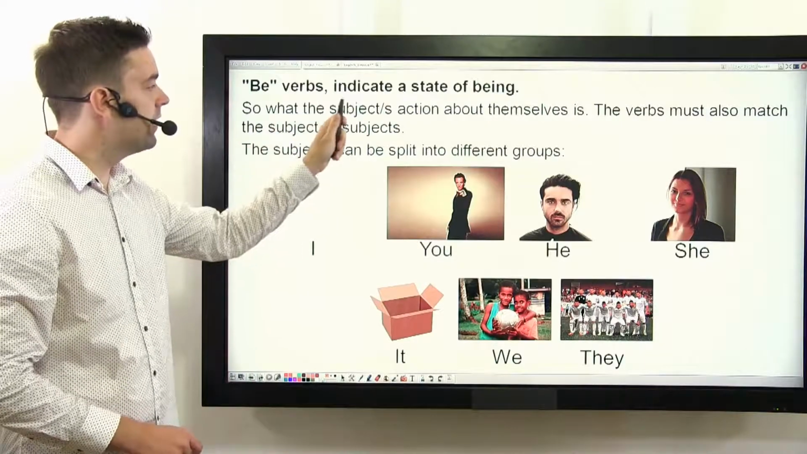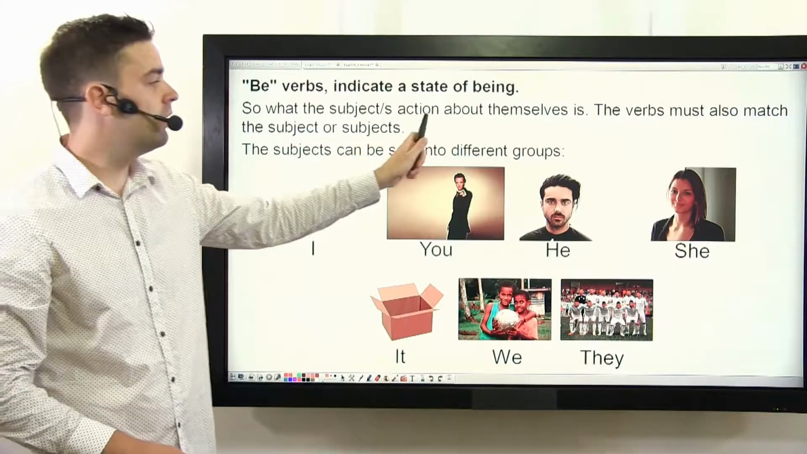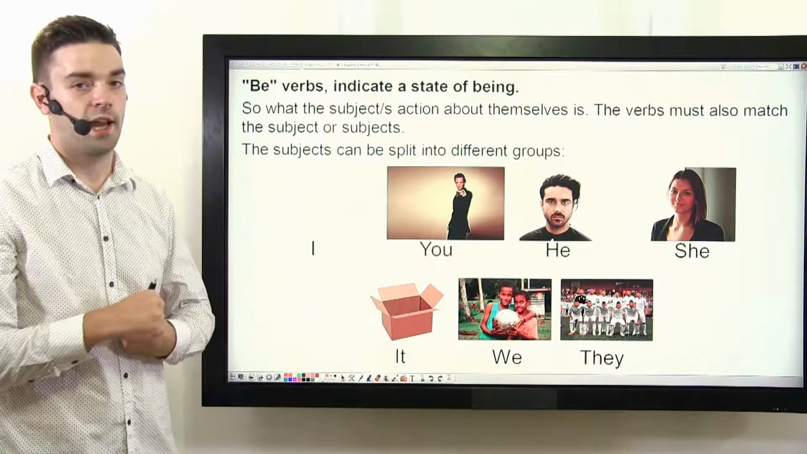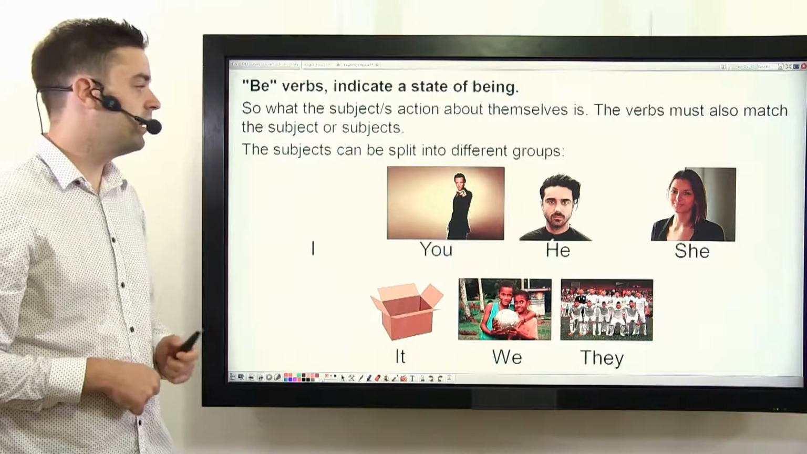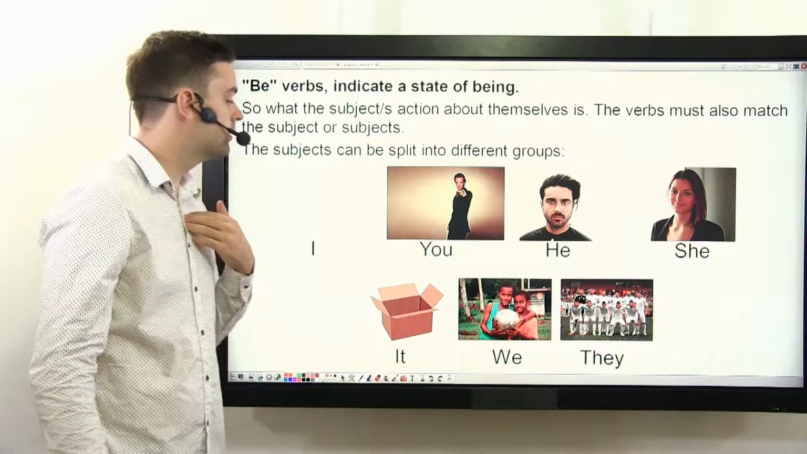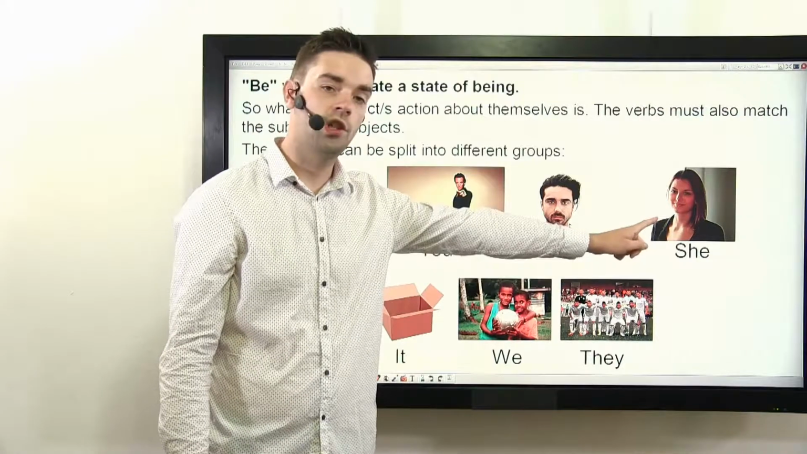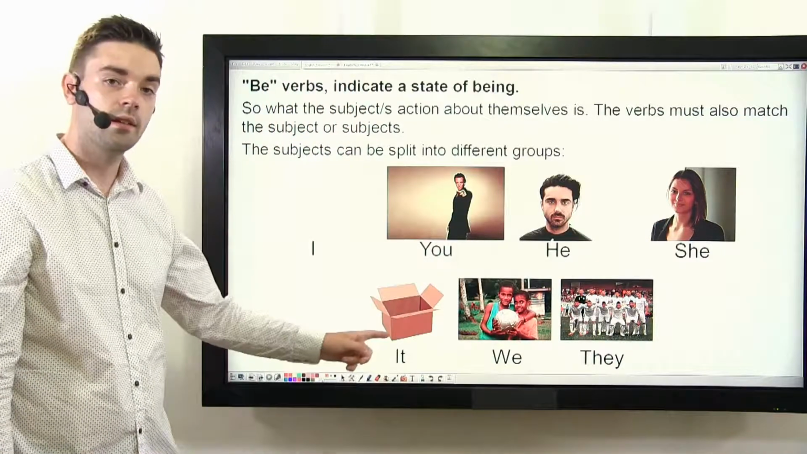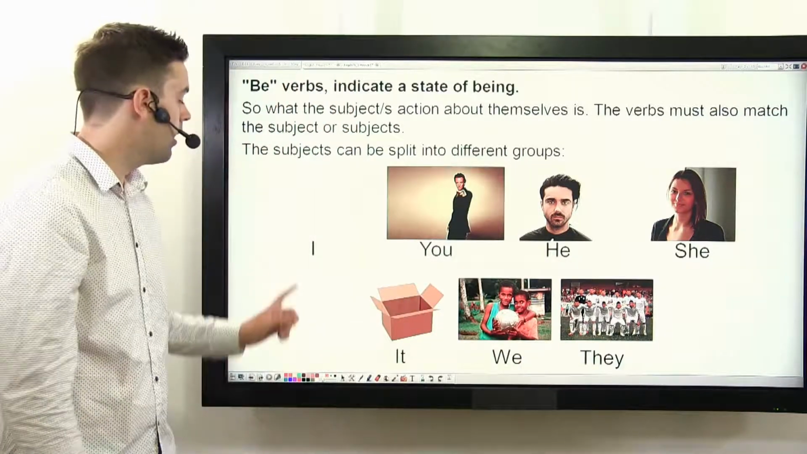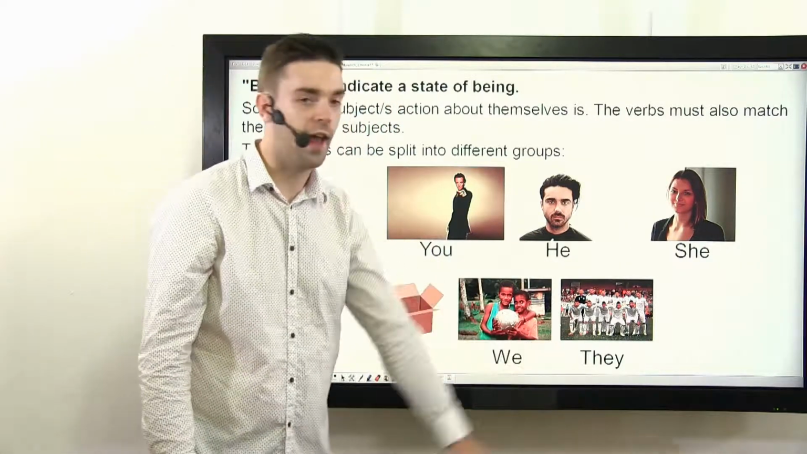So the be verbs indicate a state of being. So what the subject's action about themselves is. The verbs must also match the subject or subjects. The subjects can be split into different groups. I, you, he, she, it, we, they.